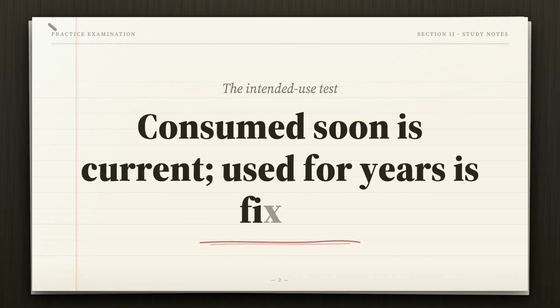Cost and durability never decide the classification. The single question is whether an asset will be used up or sold soon, making it current, or held to keep producing for years, making it fixed.